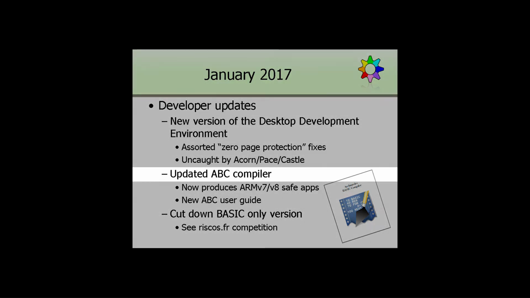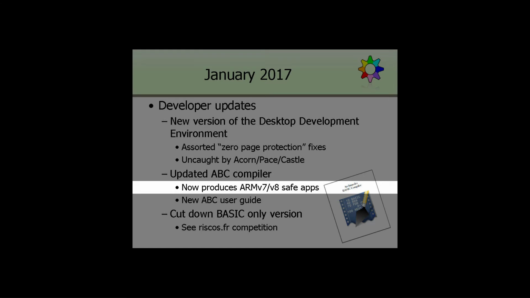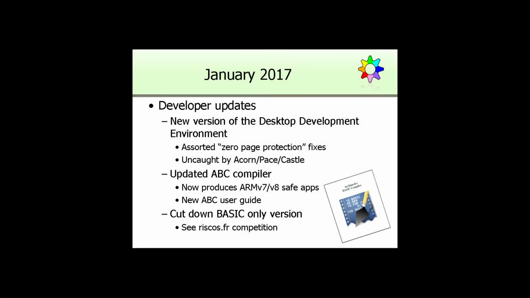There was also a new version of the ABC compiler which generates code suitable for the newer versions of the ARM processor, ARMv7 and ARMv8, and a whole new user guide. I think it's about 90 pages, it used to have a 10-page guide, so it didn't really tell you a lot of the nitty-gritty internal features. So, for example, you can actually use ABC to write modules in BASIC. So that's quite a major update to the manual.